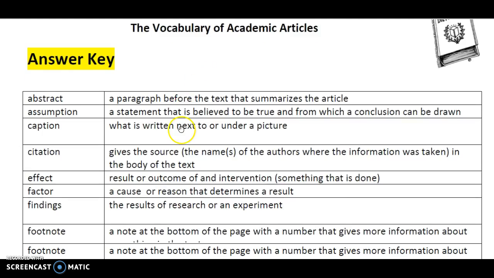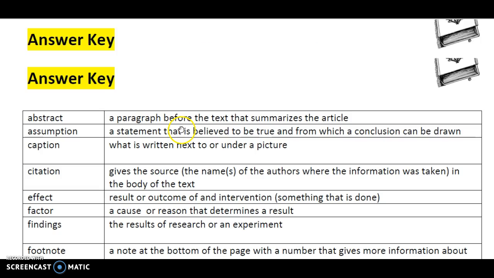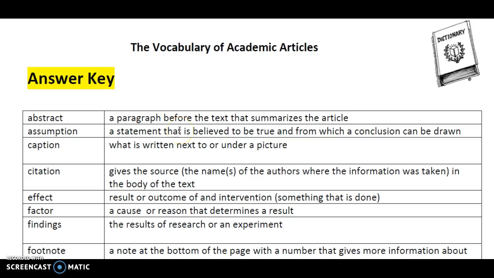So we're going to be looking at this list of words, but we're also going to be looking at them in the context of an academic empirical research article. So we're going to start with the word abstract. An abstract is that paragraph before the text that summarizes the entire article.